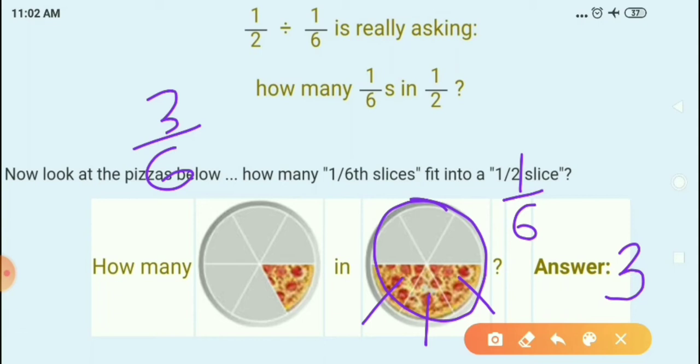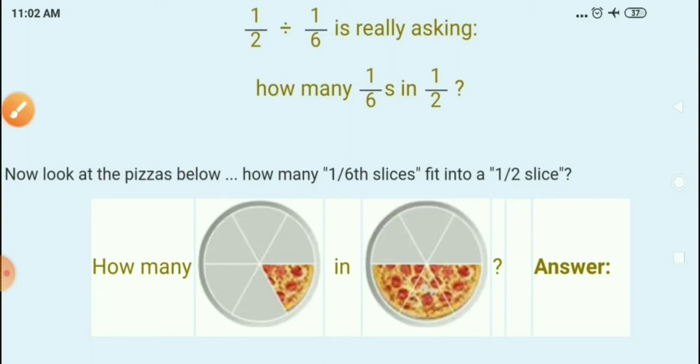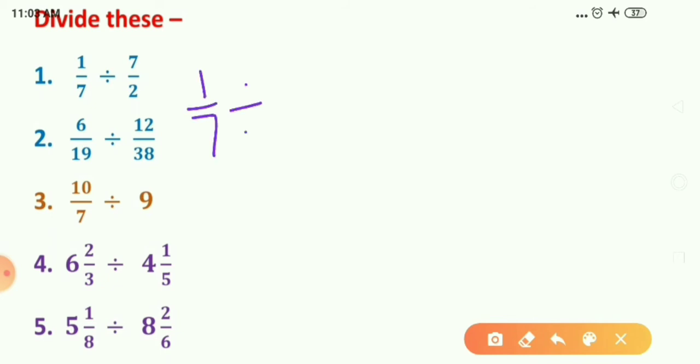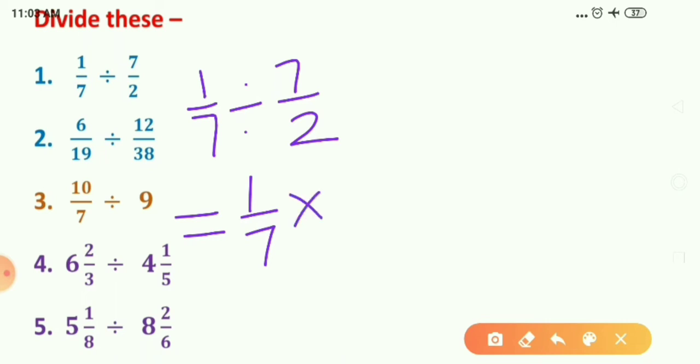Now we will go to the second method, that is paper and pen, and with paper and pen we will solve some fraction problems. Here are some questions. First I am going to take 1 upon 7 divided by 7 upon 2. There are 3 simple steps to find our quotient. First write 1 upon 7. Then we have the symbol of division, so you have to convert it to its opposite operation, multiplication. So write the cross sign here.